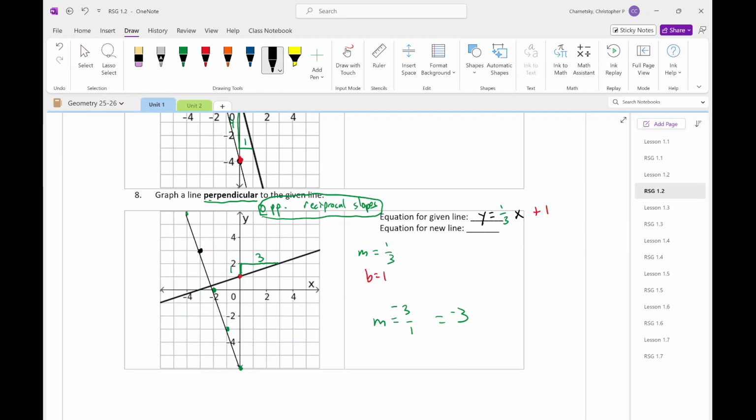Okay, and we can see we're getting that nice 90-degree intersection from that perpendicular line. And the equation for that is going to be y equals our new slope, so negative 3x. And my y-intercept, just got it on this graph here, it's down here at negative 6. Okay.